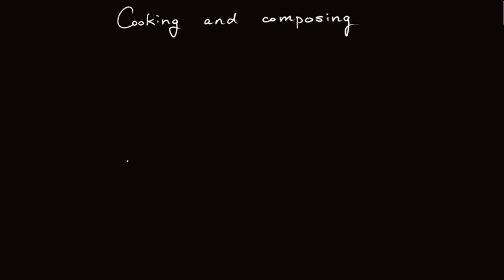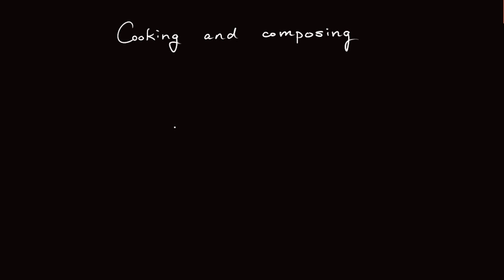Hi, in this video, we're going to talk about cooking and composing. Why cooking? Well, this is as good a place to find examples of compositions as any other place. In composing functions, you want to take two or more procedures and link them together in a chain. For example, in cooking, you might start off with some vegetables and you may want to chop them.